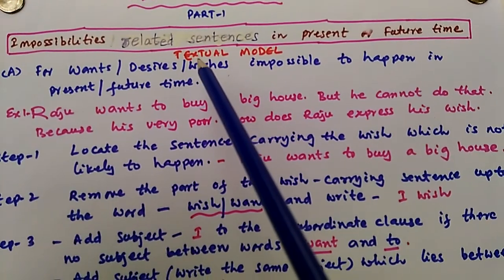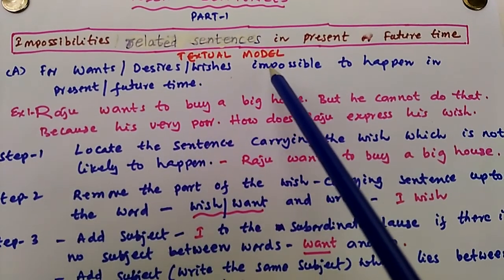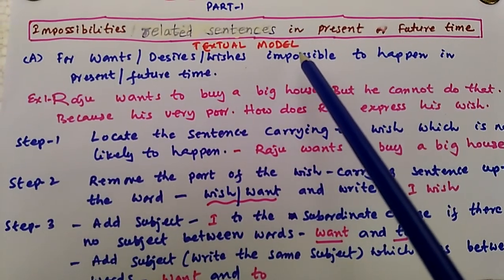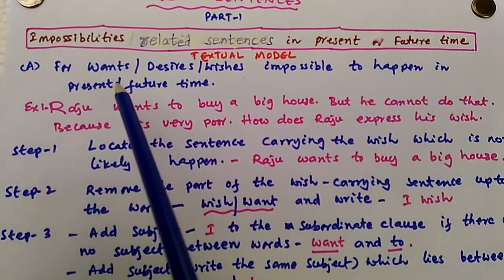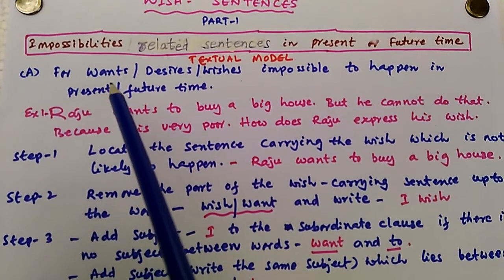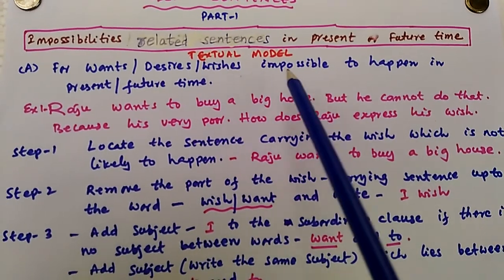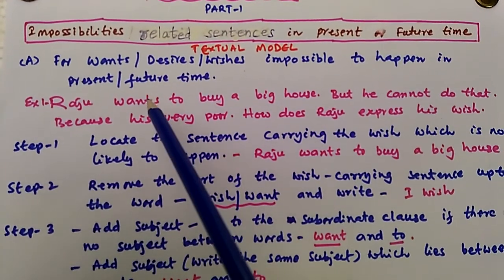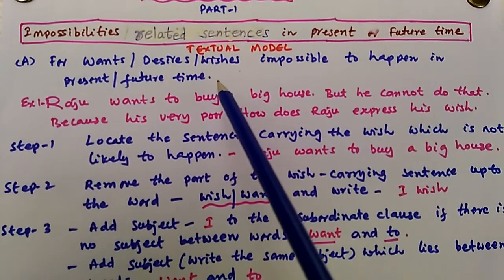This we have taken from textual material, so it is a textual model. Wish sentences here are used for wants, desires, wishes impossible to happen in present or future time.